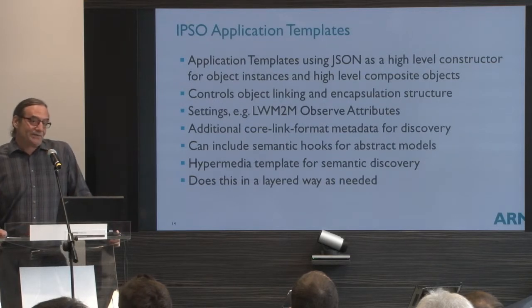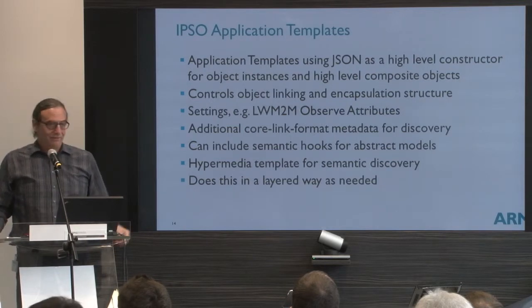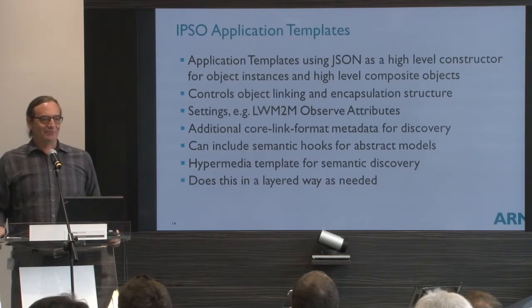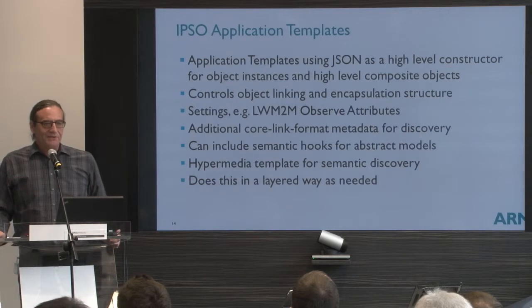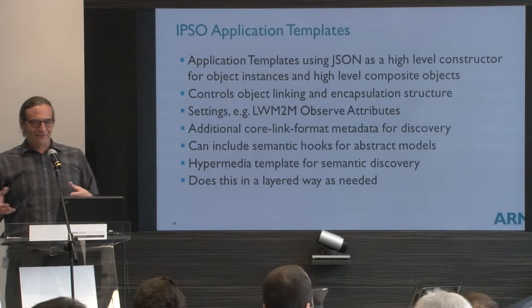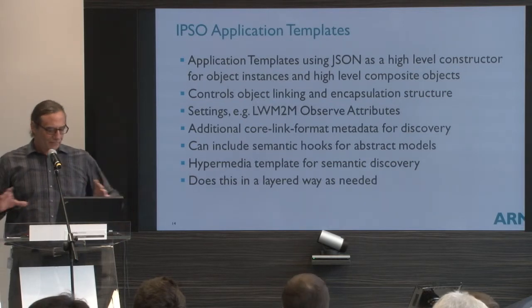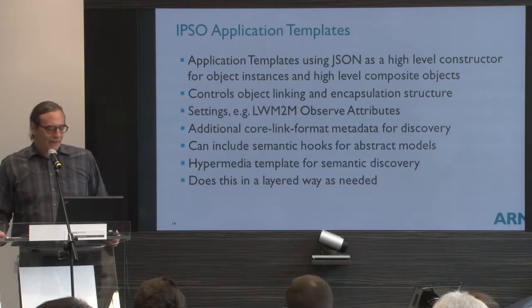So it's one way you could actually construct linked objects and composite objects, by using a template. There has to be some way to say how this is going to get built. You can use it to set observe attributes and settings. Right now, your application has to just code that and go in and code query parameters, but we could have a declarative template for that.